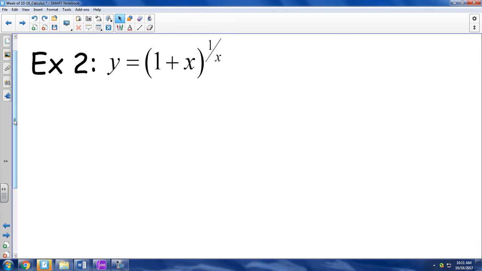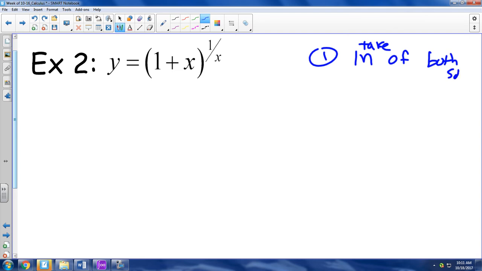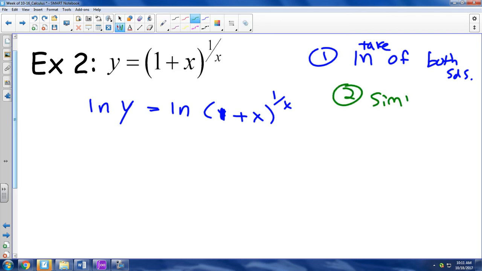So if that did go well, now we're going to go on to the next problem. So here are your steps, right? Take the ln of both sides. So we have ln of the first side, and we have ln of the second side, which is this: 1 plus x to the 1 over x. Step 2 is to simplify, and that means use log properties. That's from pre-calc. You have to know those. So let's simplify and use the log properties.